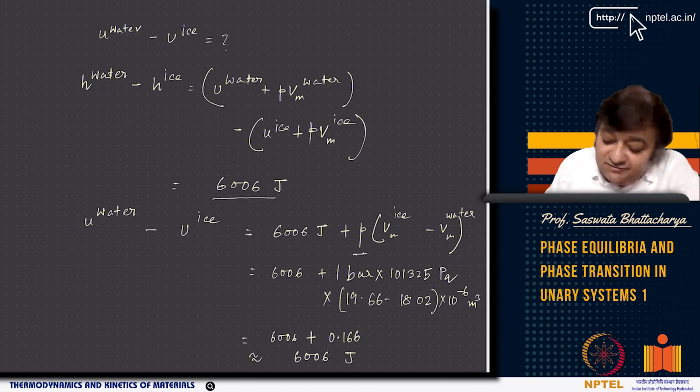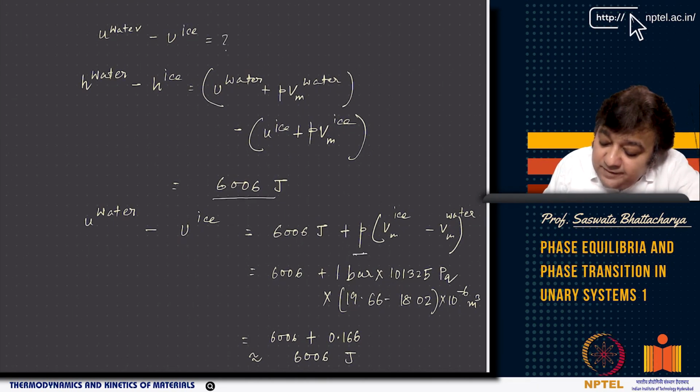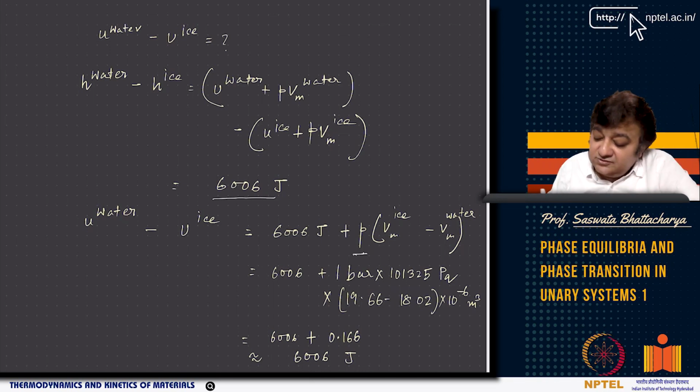Now if you look at the molar volume, then you can also estimate U water minus U ice, because H water minus H ice is nothing but U water plus P times the molar volume of water, because I am talking about one mole of water converted to 1 mole of ice, minus U ice plus P times the molar volume of ice, which is equal to 6006 joules. Now we can calculate P V_m water minus P V_m ice.